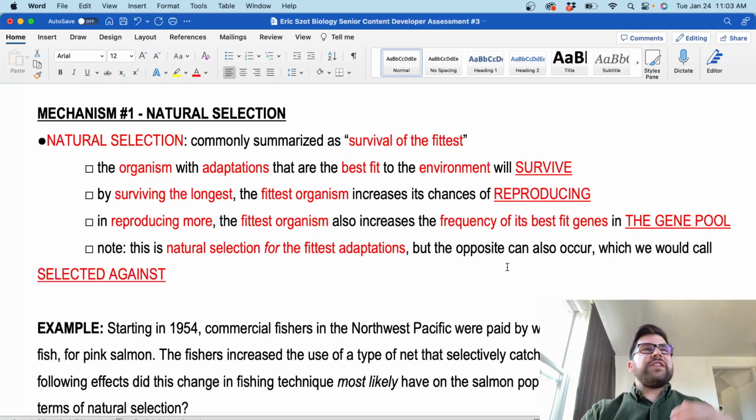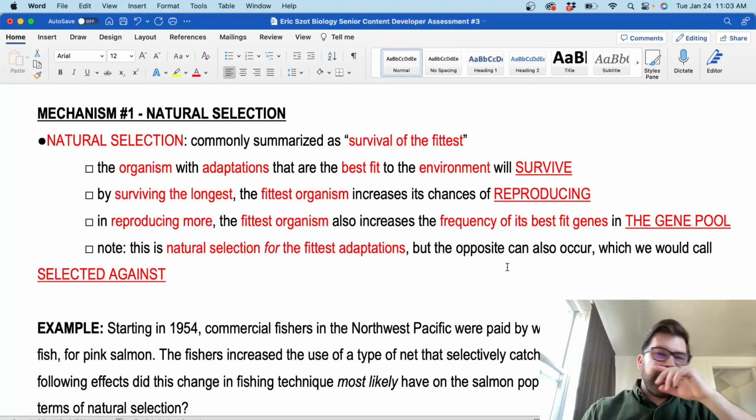So natural selection is very commonly summarized, you've probably heard this before, as survival of the fittest. But okay, if we're not sure what natural selection is, then maybe just hearing it as survival of the fittest doesn't help either. So let's break that down. Let's break down survival and fittest.